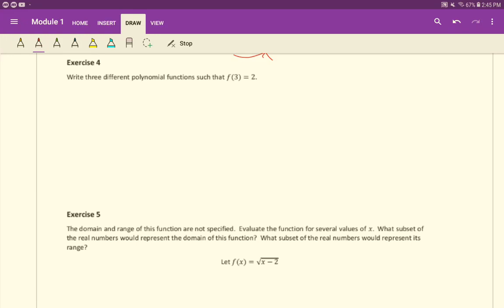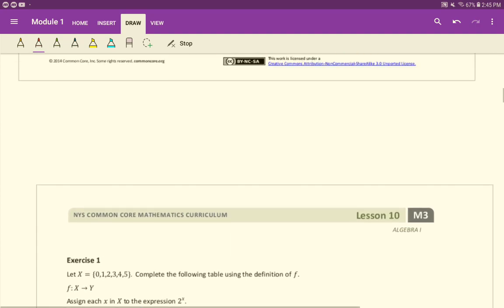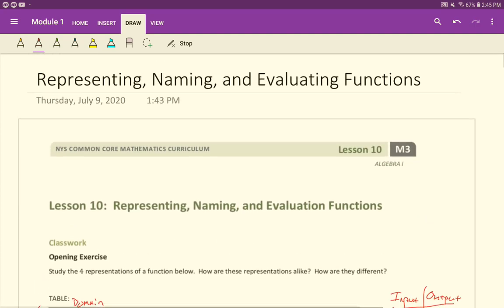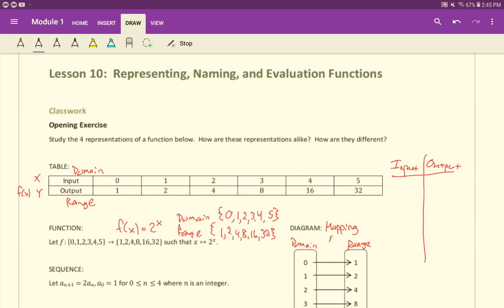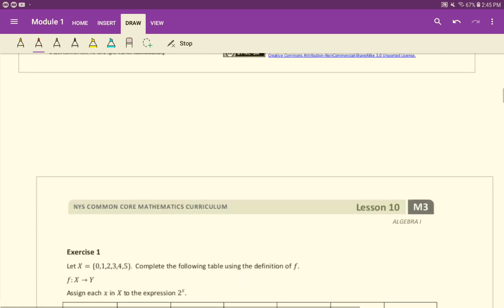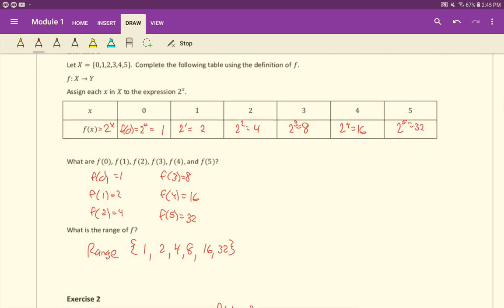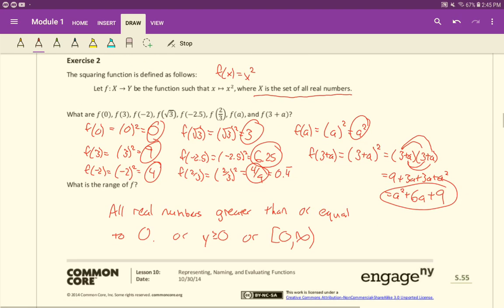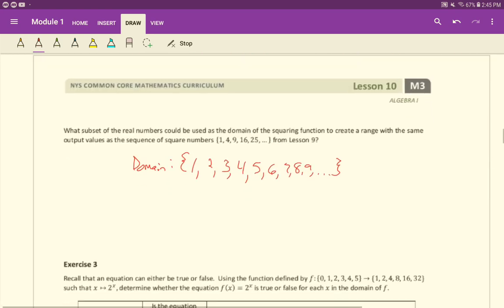Hello, welcome back. This is the third lesson in a series covering the topics of representing, naming, and evaluating functions. We already covered in the introduction different ways to represent a function, and we went over this exercise where we matched found function values and identified range. In the second exercise, we also looked at evaluating functions again, identifying range.